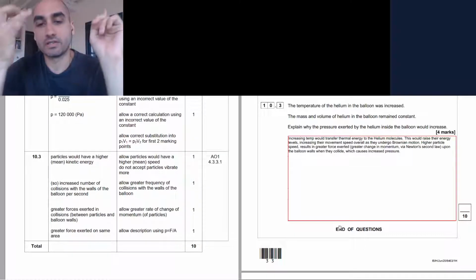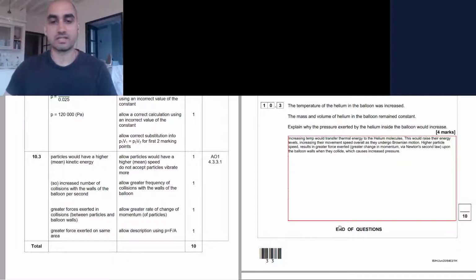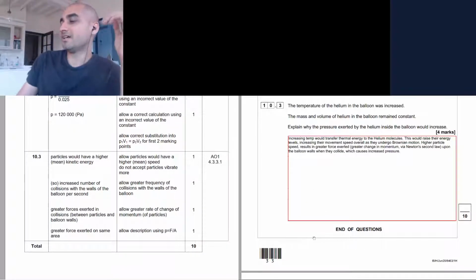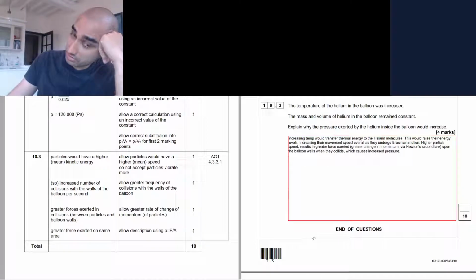Let's see. I got the first mark. Wait, hang on. Did I mention frequency? Reason: increase in movement speed of the particles, with greater force exerted on the balloon. I definitely got 1 and 3. I don't think I even mentioned 2 and 4. Yeah, I don't know how much they want me to mention.